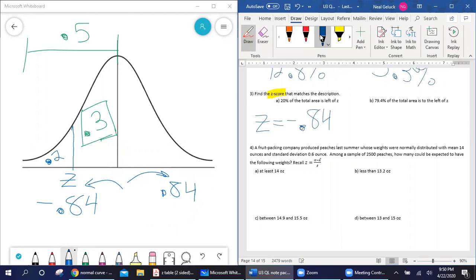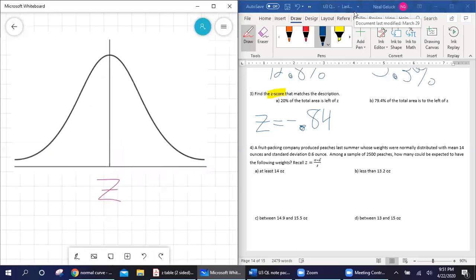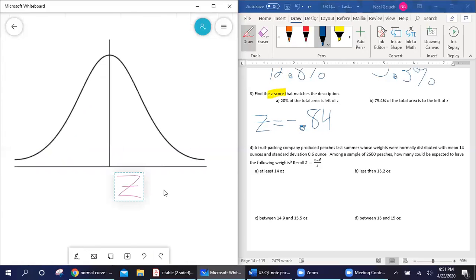You can see that it is very important to draw a curve pretty much every problem to figure out what it is that you're given and what you're looking for. On letter B, 79.4% of the total area is left of Z. So again, I've got a z-score. I'm trying to figure out where that z-score lies. Where along here is that z-score? Well, again, if it's in the middle, 50% is to the left. It's more than 50%, it's 79.4, so it's gotta be somewhere over here. So it's gonna have to be a positive z-score this time.